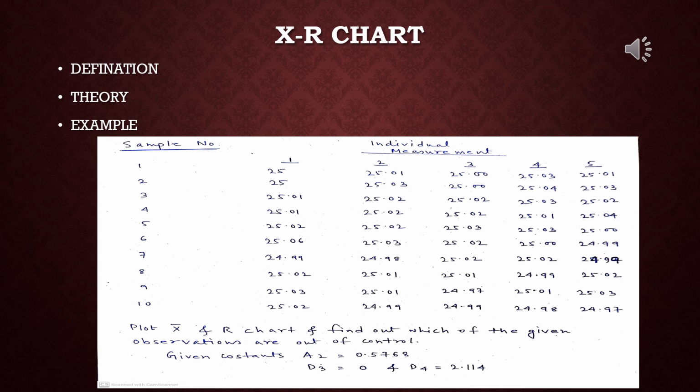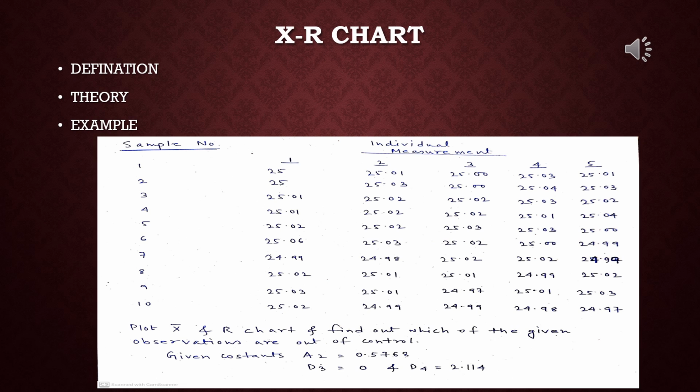In this chart, the central line is given as X double bar, or the mean of the mean. The upper control limit is given as X double bar plus A2 R bar. Again, R bar is the mean of the ranges, and A2 is a constant which will be given, as it is not within our scope to calculate it. The lower control limit of the X bar chart is X double bar minus A2 R bar.